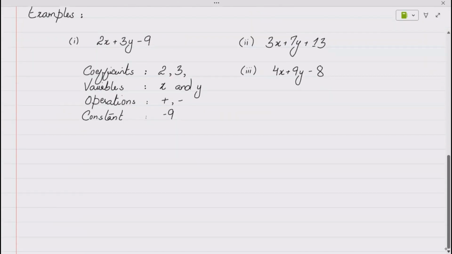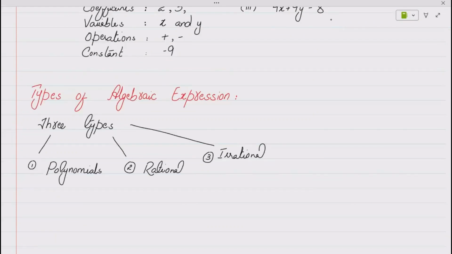Now, let's see what are the types of algebraic expression. There are three types of algebraic expression. First one is polynomial expressions. Second one is rational expressions. And the third one is irrational expressions. So we have three types of algebraic expression. Let's see what they are.